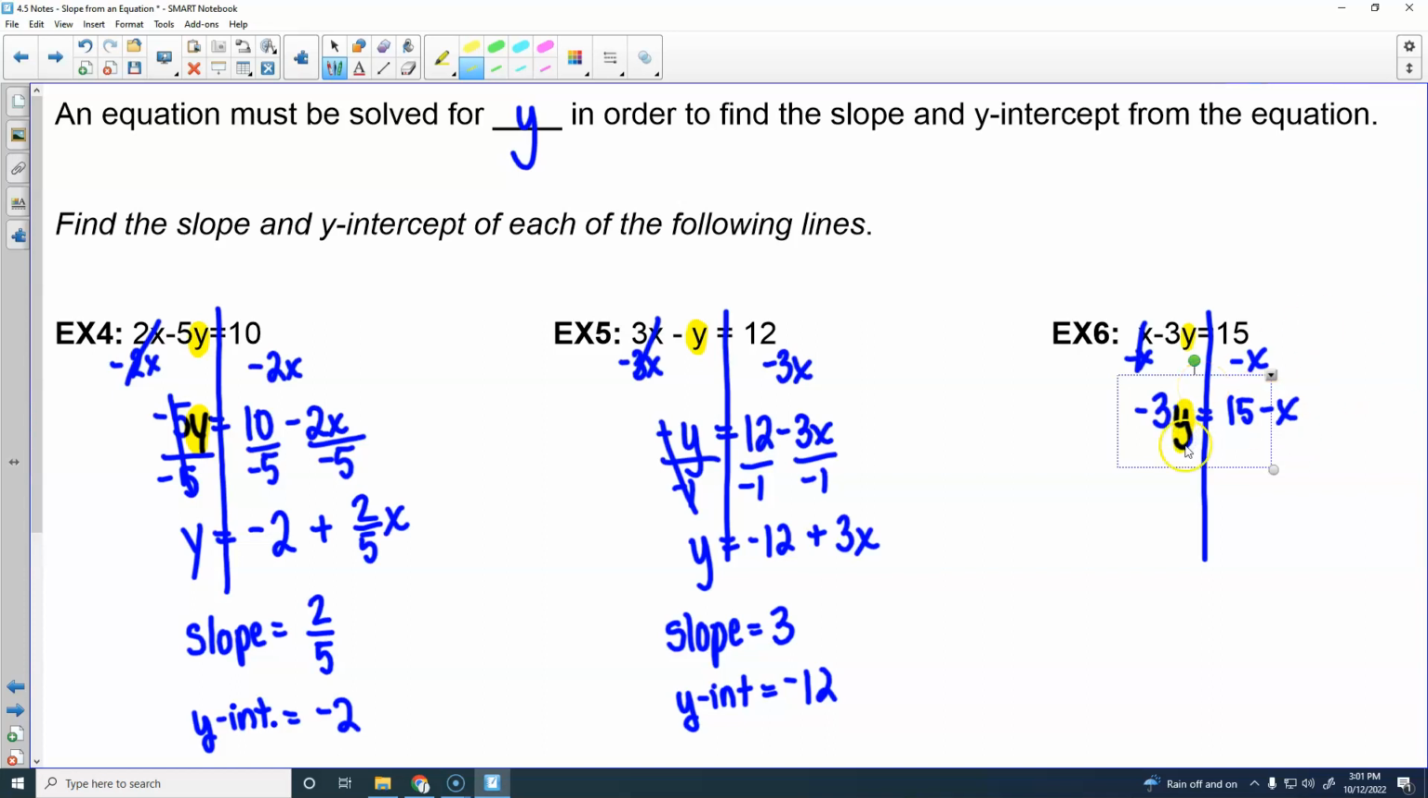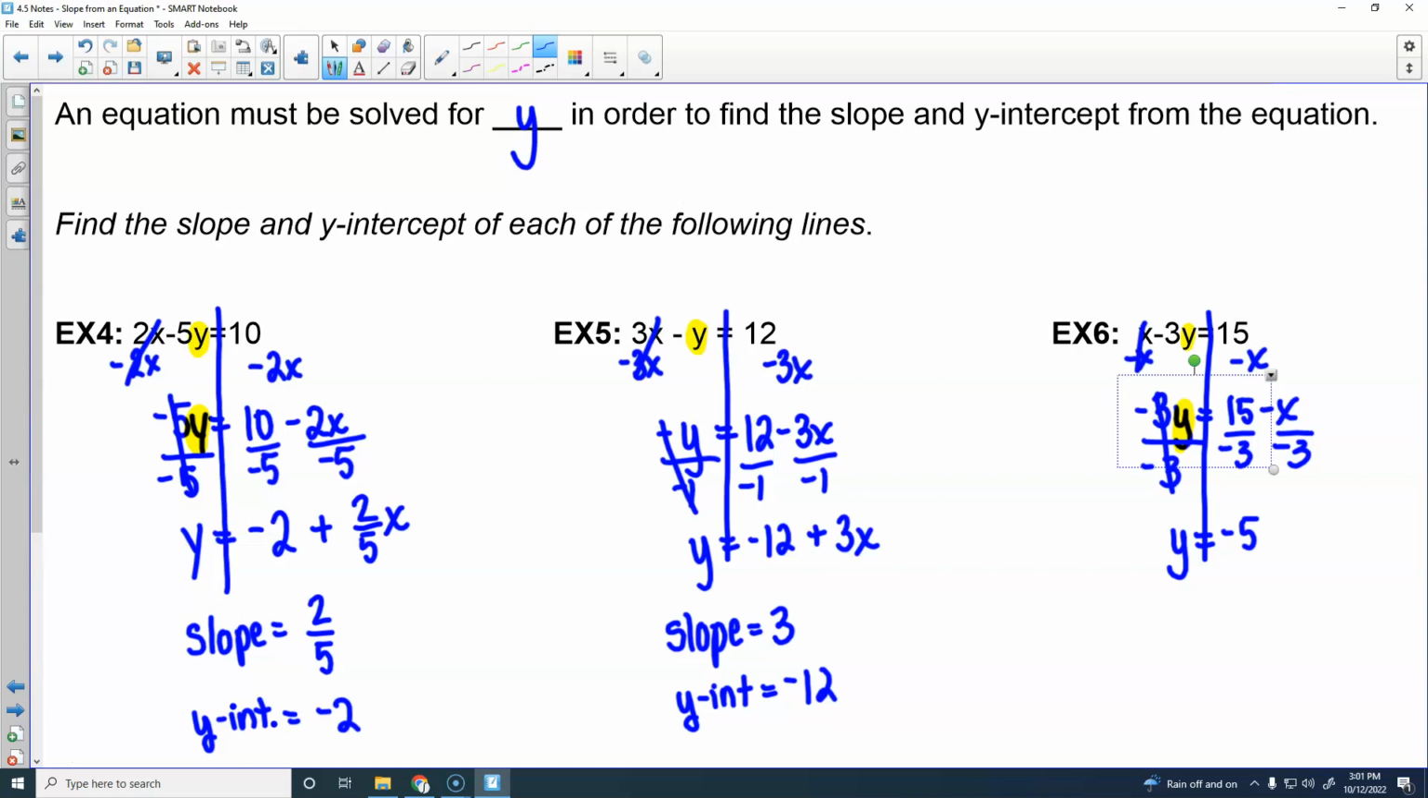Okay, we want to get this y by itself. It's going to stay where it's at. We got to get rid of that -3. How can we get rid of that -3? We're going to divide by that -3. All right, so y will equal 15 divided by -3 is going to be -5.